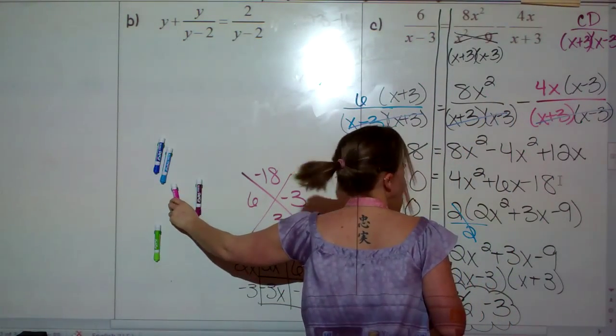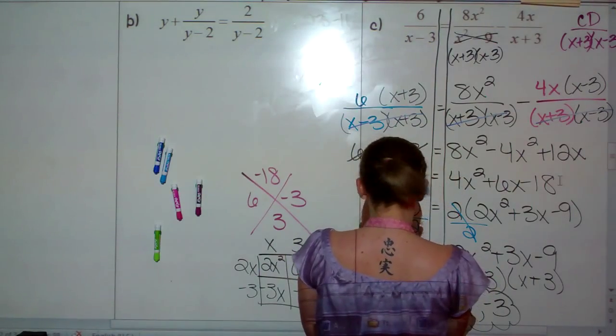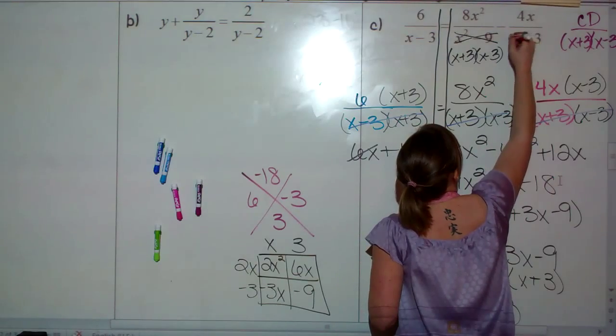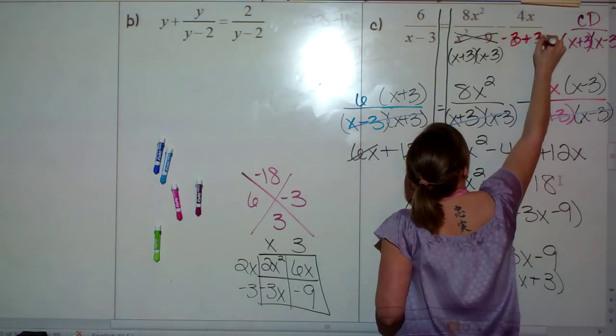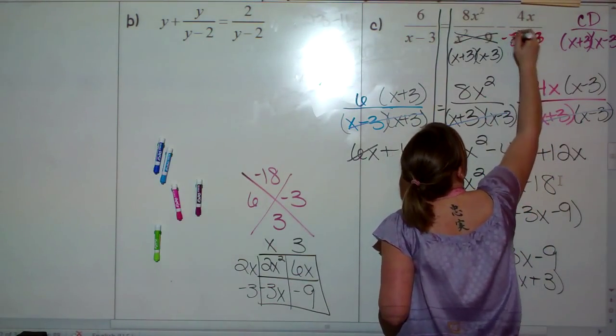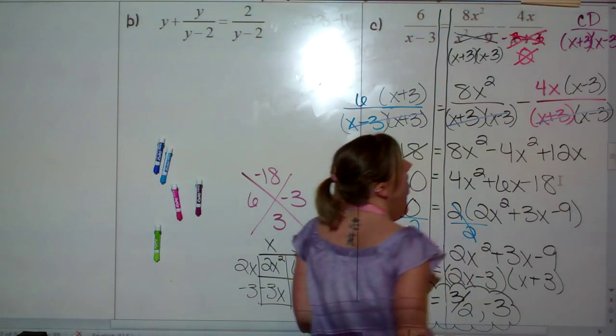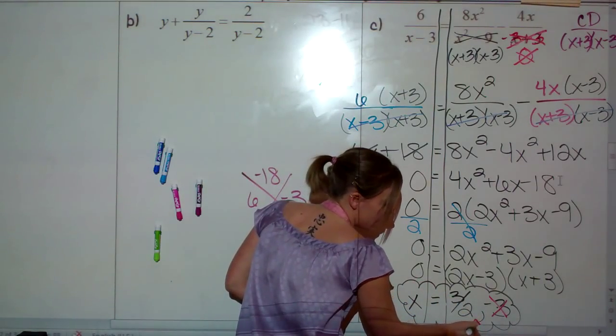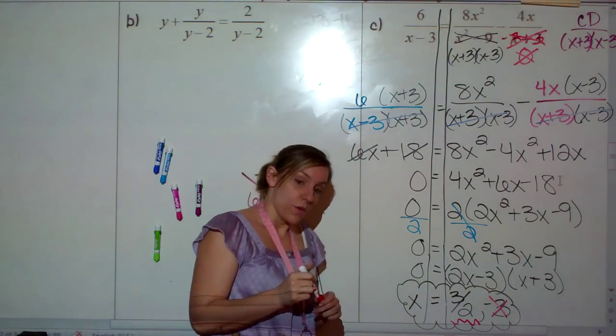So this negative 3, if we were to put it right here, negative 3 plus 3 would give us 0, and we don't want that. We cannot get 0. So this negative 3 is not a part of the answer. It is just the 3 over 2, okay?